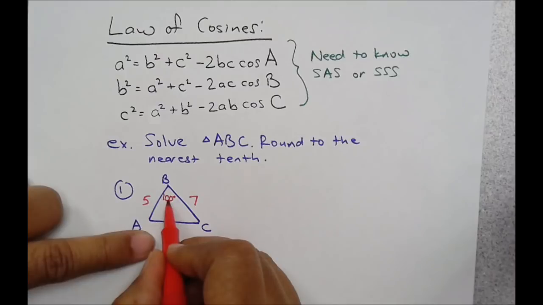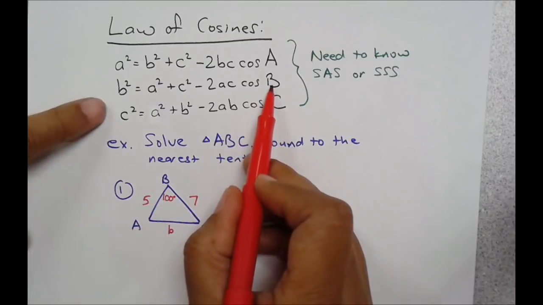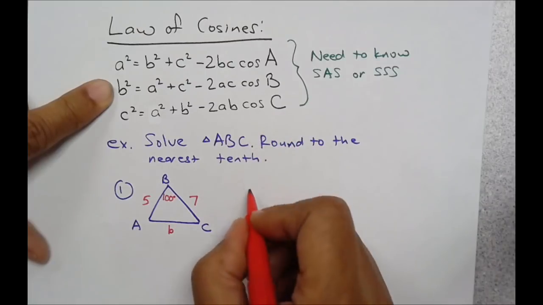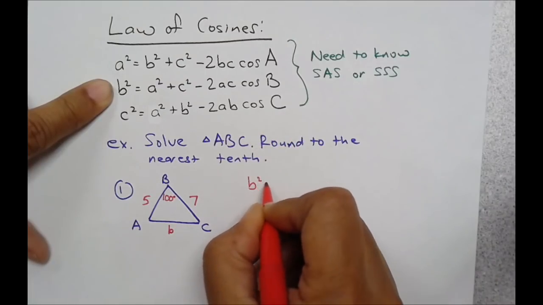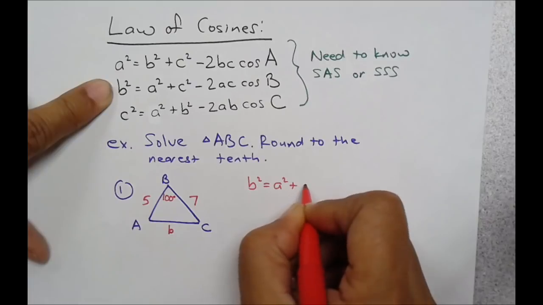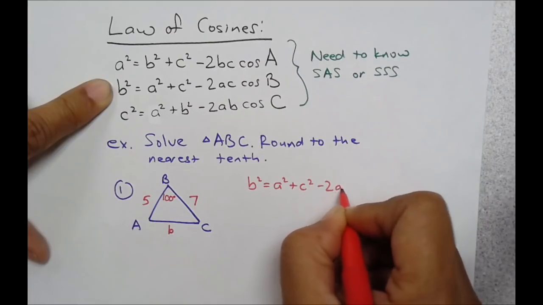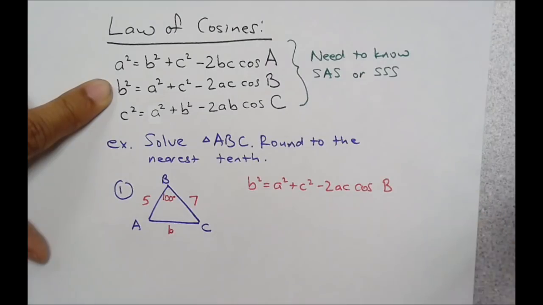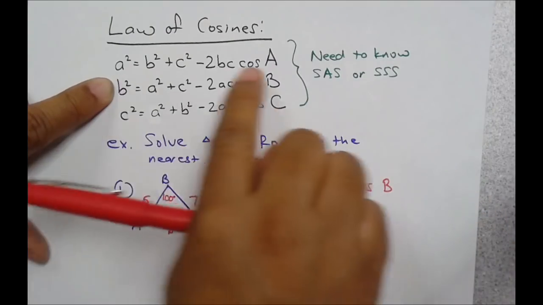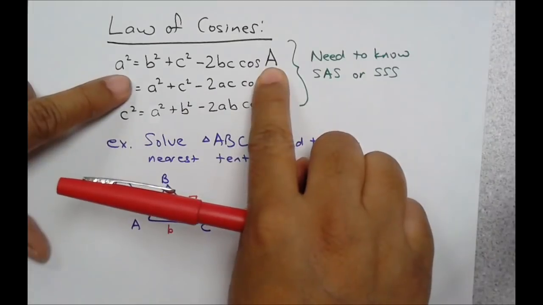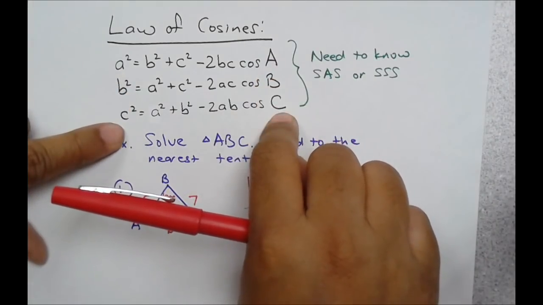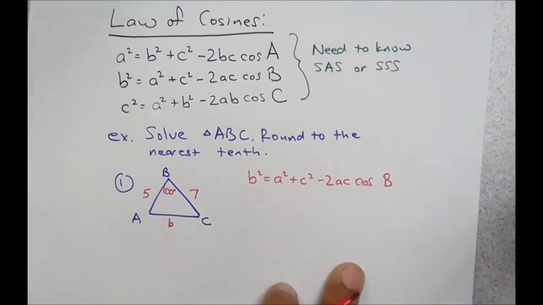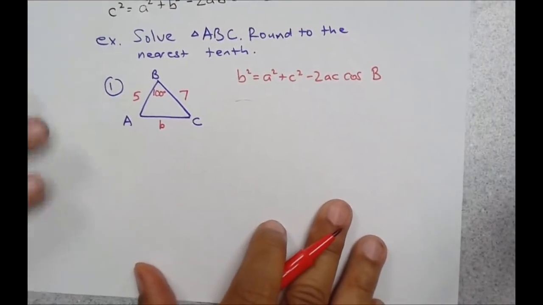Knowing that I know angle B, I'm going to be using this equation where I have to solve for B squared. So the first step is set it up. B squared equals A squared plus C squared minus 2AC cosine of B. Notice that in the formulas, whatever you start with is the angle measure. So A starts here, B, C, and then these are just the other two letters.